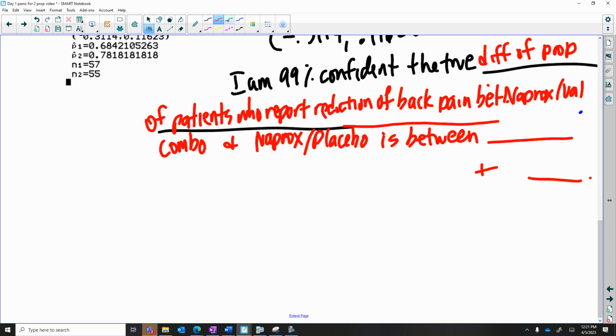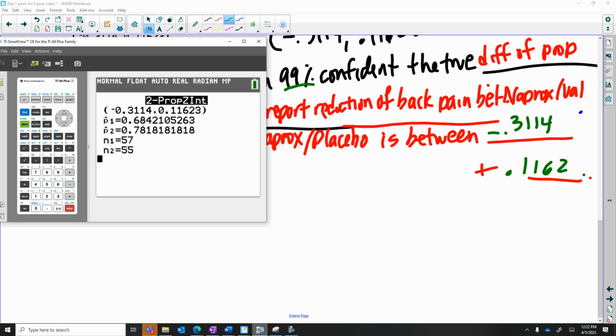So between negative 0.3114 and positive 0.1162. Okay, so I know it's a lot, but it's really that same shell for panic that we did before. Blank percent confident that the true blank is between blank and blank. Okay, not so bad. There it is, okay?